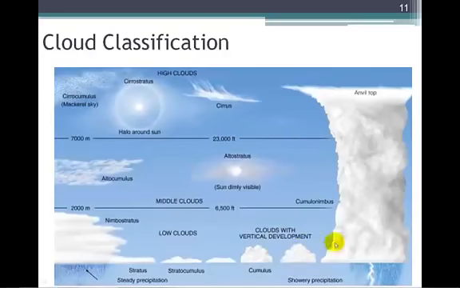So we have low clouds in this first tier, middle clouds in the second tier, and high clouds in the third tier. And you can see the different types of clouds and the way they look. So down here in the low cloud area, the lower part of the atmosphere, we have clouds that look like maybe stratus clouds. Stratus means layer. So typically stratus clouds are extensive. They cover a very extensive part of the sky, but they tend to be pretty thin.